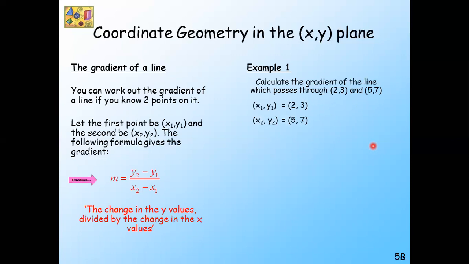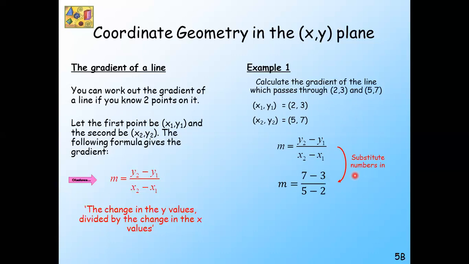The next thing is to recall the formula for the gradient, and that is m equals y2 minus y1 over x2 minus x1. Next, I'll substitute the values that I've called my x1, y1, x2, y2 into the formula, and then what I have will be 7 minus 3 and then 5 minus 2.